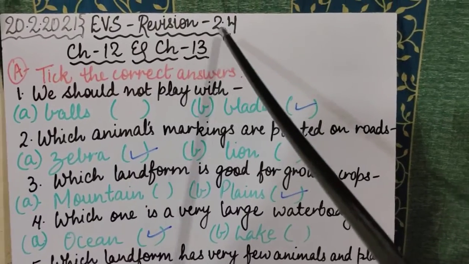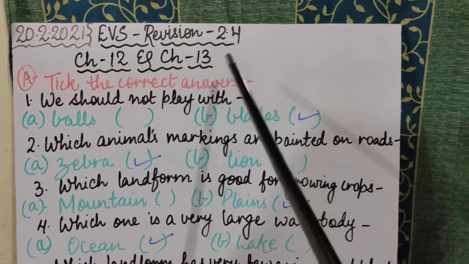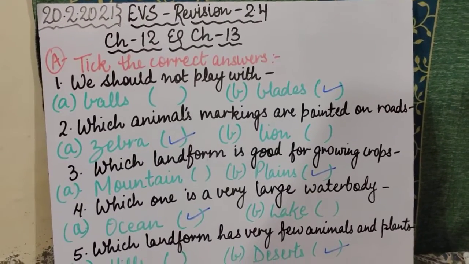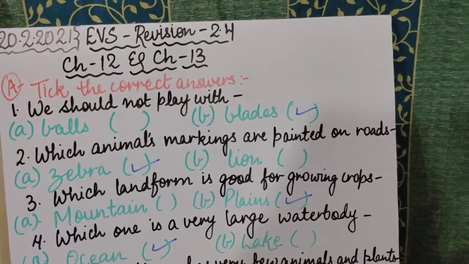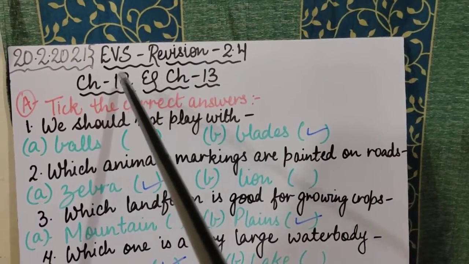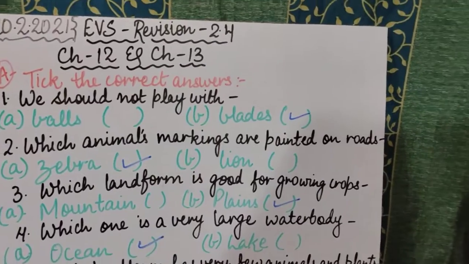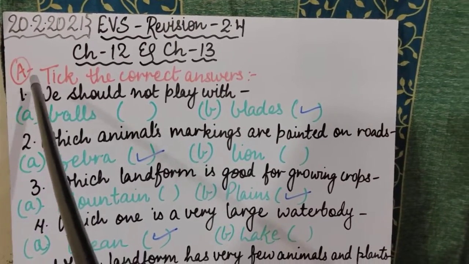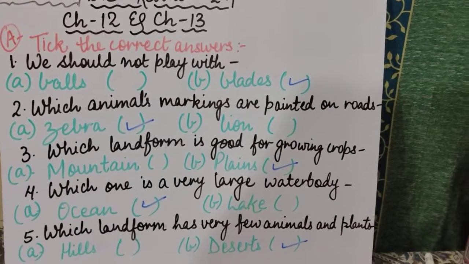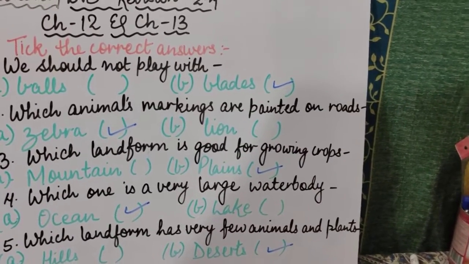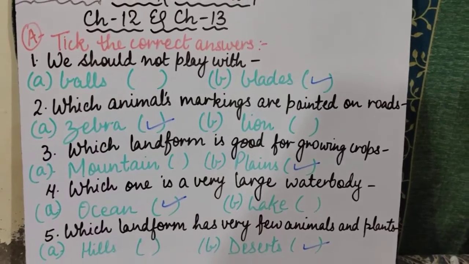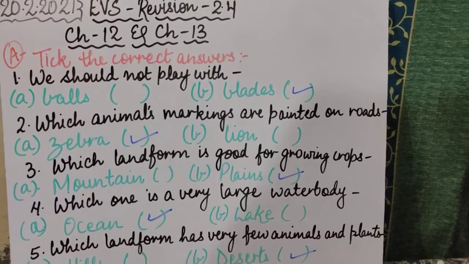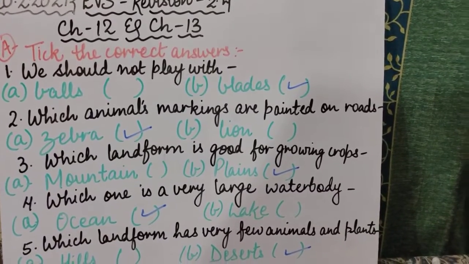So today's revision is revision number 2.4 because this is the fourth part of these chapters. I have divided the chapters into 4 parts of revision. So this is our chapter number 12 and chapter number 13. Our first exercise for today is part A, take the correct answers. Here I have not given all the questions, but I have picked out some very important questions and written them here. So listen to each and every question very carefully, children.